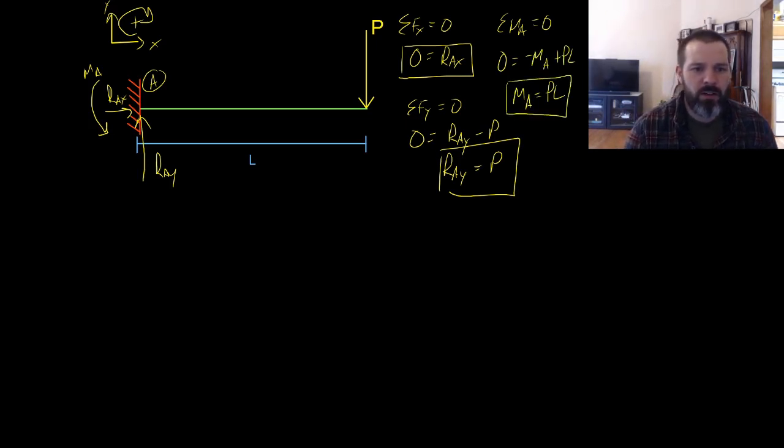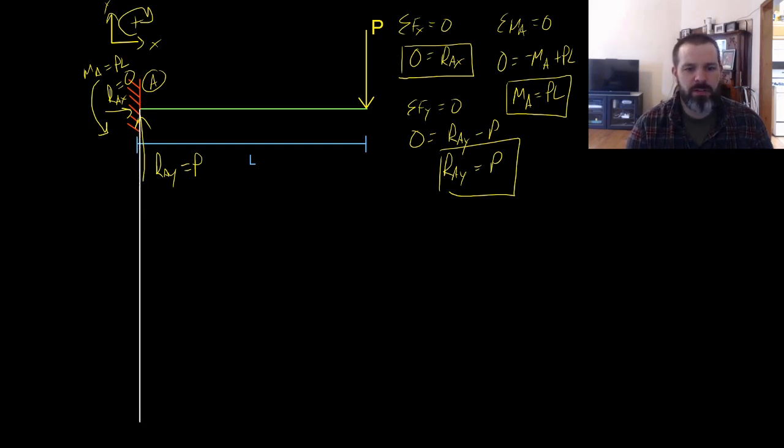So I can take all those things and put them over onto my diagram. Where we have RAY acting up, MA acting counterclockwise, and RAX equals 0, so it doesn't really act in any way. I'm going to draw some lines straight down to help me draw my shear and moment diagram.